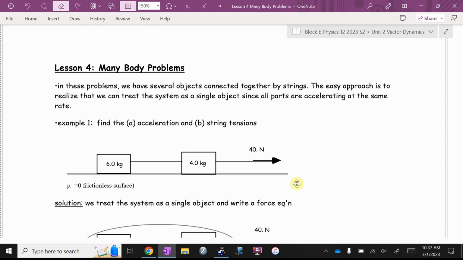But what we said last year was if I have two objects accelerating, if one is accelerating up at 3 meters per second squared, the other mass is accelerating to the right or to the left at 3 meters per second squared.